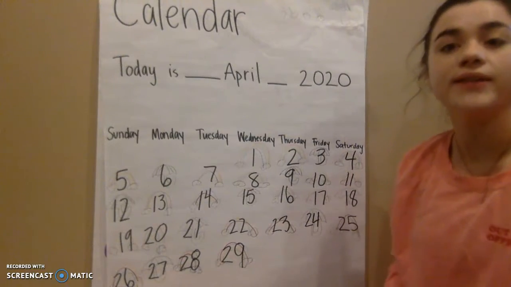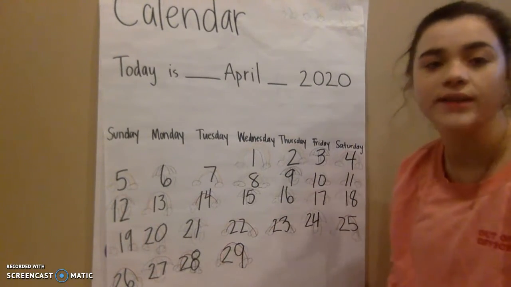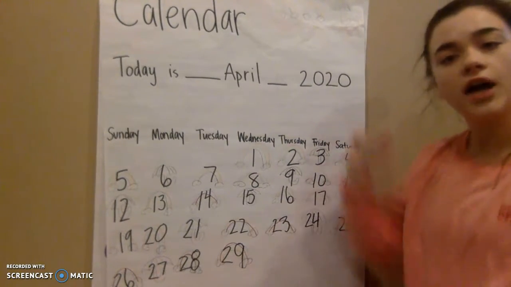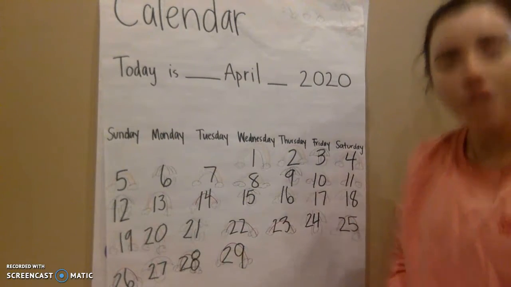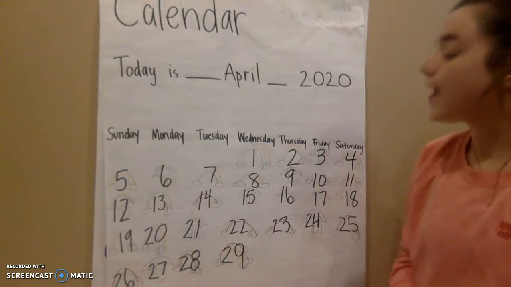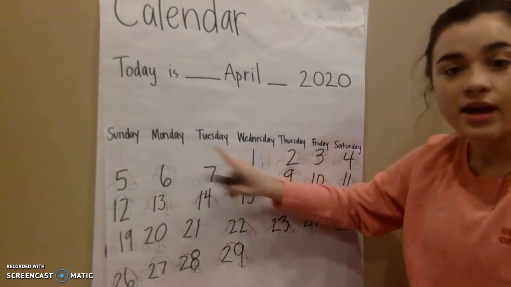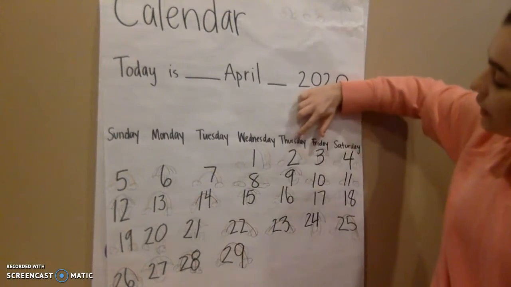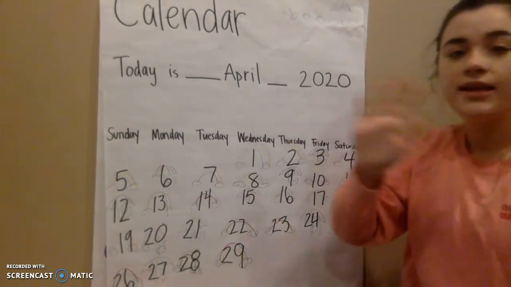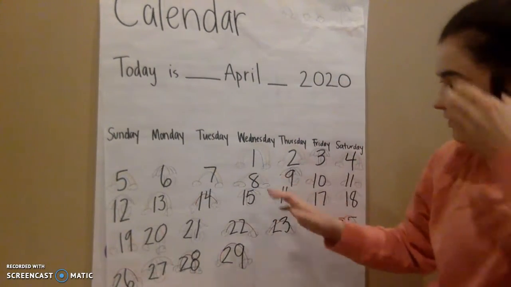Today is Wednesday. Today is Wednesday. All day long. Woo! All day long. Woo! Yesterday was Tuesday. Tomorrow will be Thursday. Ding dong ding. Ding dong ding.